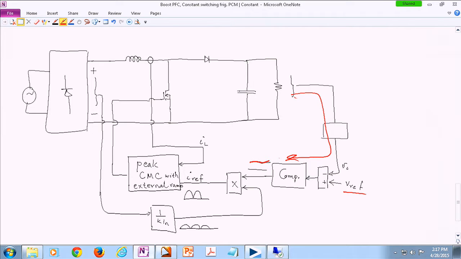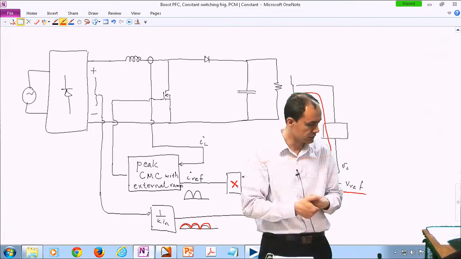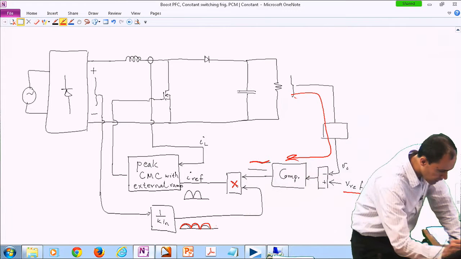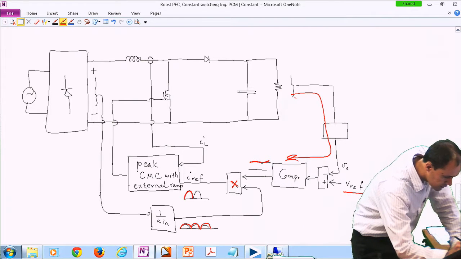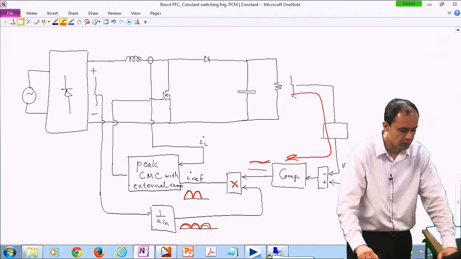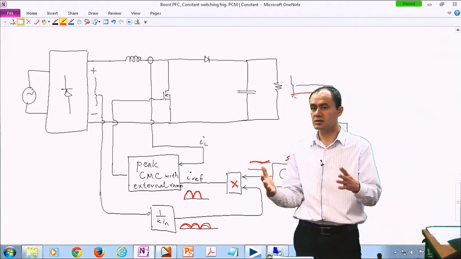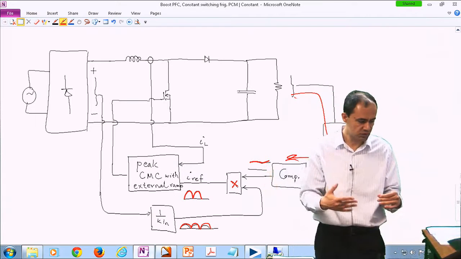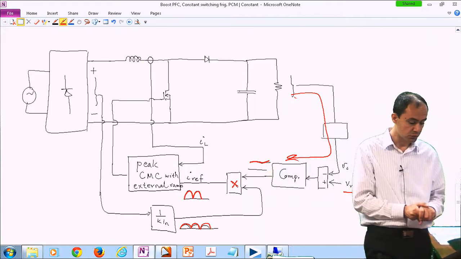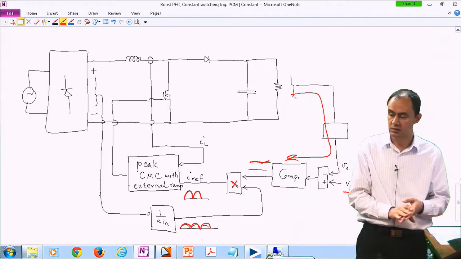And then this signal is being multiplied by a signal that we obtain by scaling down our input voltage, something that is basically proportional to the input voltage. So then you have a signal like this. And beyond this point, it is just, for instance, a peak current mode controller. You're forcing the inductor current to follow this pattern.